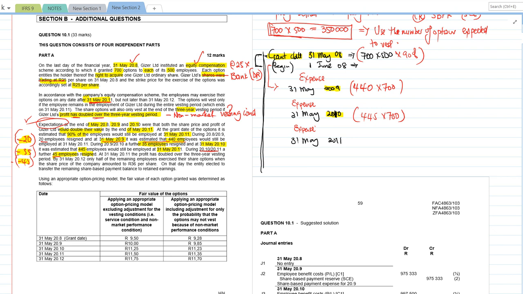So now, at 31 May, the profit has doubled over the 3-year vesting period. Now, it means we need to recognize this. So guys, at 31 May 2011, how many employees do we now have? Because at this point, during this year, from this point here to this year, 45 more employees left. So let me put the number of employees who left maybe on this side.